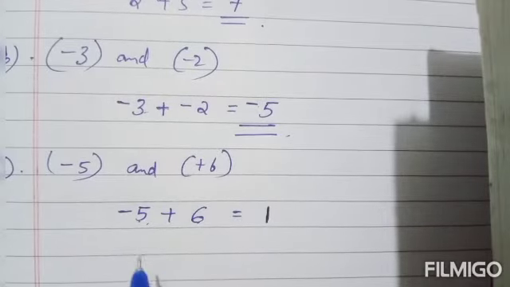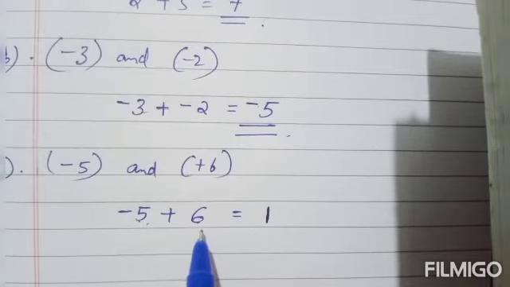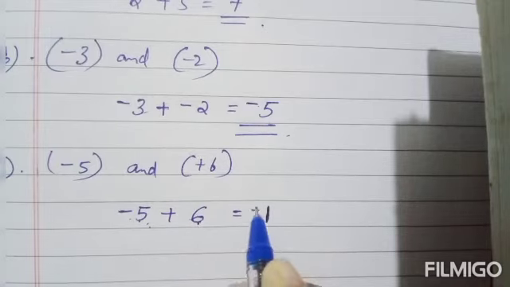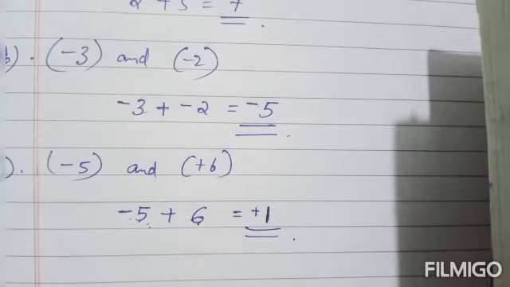Okay, now sign. What will be the sign in the answer? The sign of the greater integer. Okay, among 5 and 6, which one is greater? 6. Okay, sign of 6, it is positive. So the answer is positive 1.